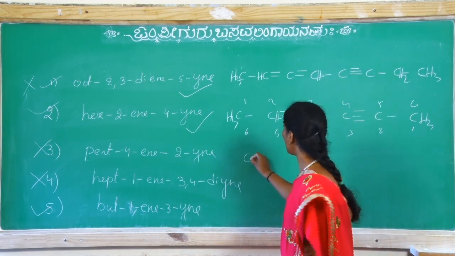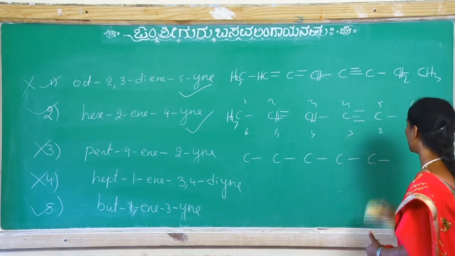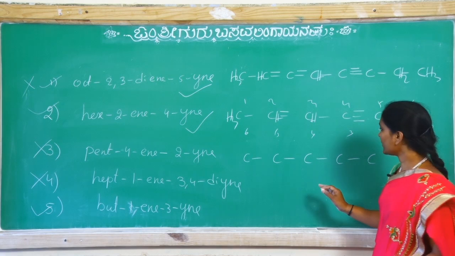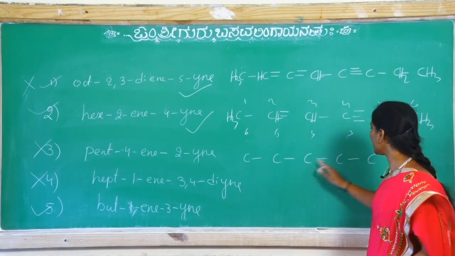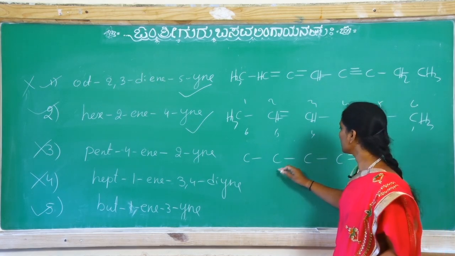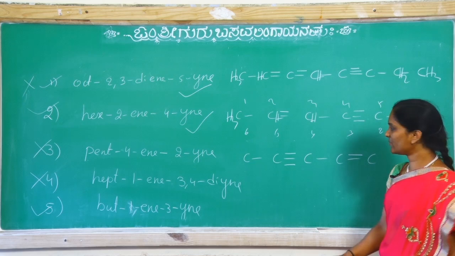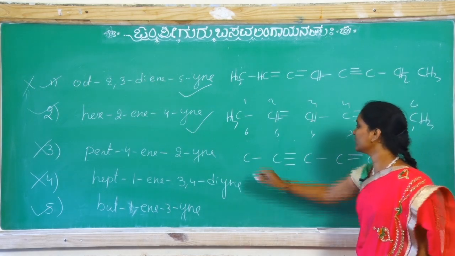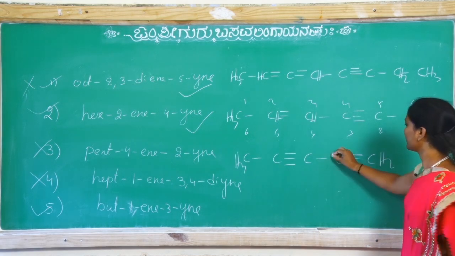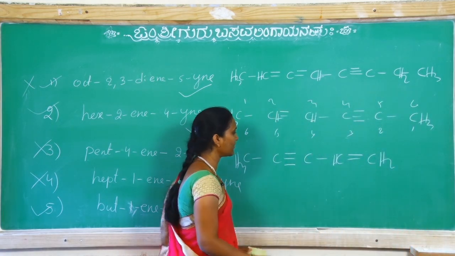Pent, 1, 2, 3, 4, 5. 5 only. 4-ene, 1, 2, 3, 4. 4-ene, 1, 2, 2-yne. Okay. The name given is 4-en-2-yne. Now you write the name. Don't look at that name; like this, one structure is given.